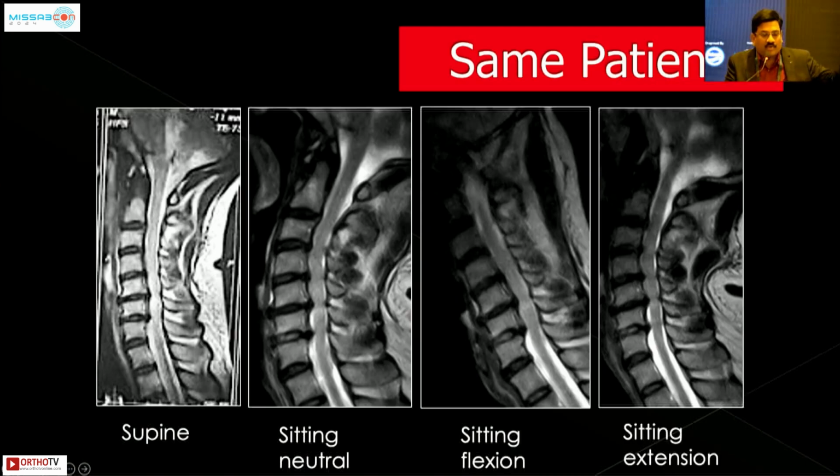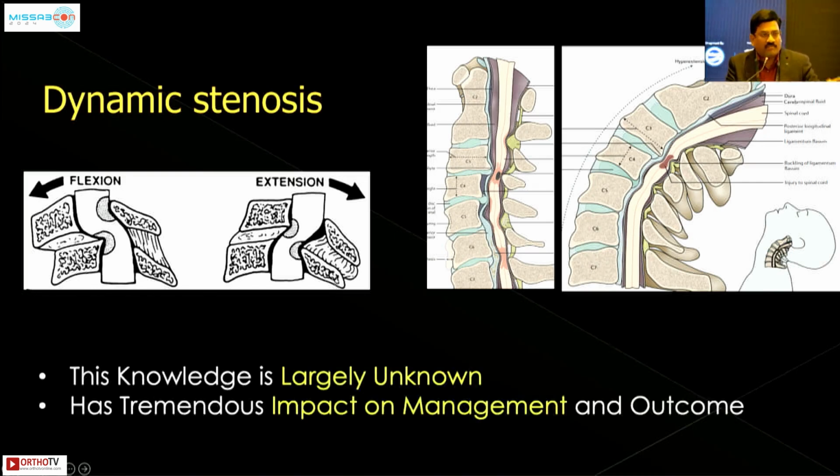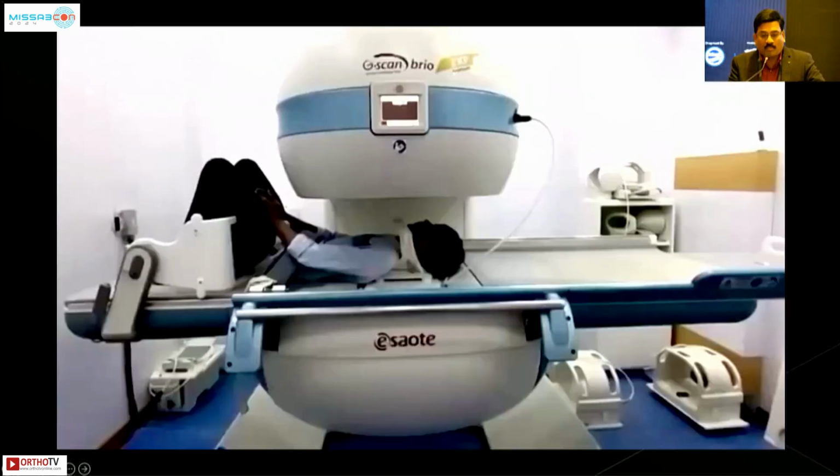So comparing the supine to the extension, we might think of doing a single level MIS procedure in the first patient, but if you know that the patient is actually having what is seen on the last, the fourth film, your options of MIS might quite change in this scenario. So this reveals the concept of dynamic stenosis, which is quite popular nowadays, and a lot of knowledge is largely available, but it's completely unknown about the dynamic behavior of the cervical spine, especially the ligamentum flavum and the disc. And it has a tremendous impact on the management and outcome of these patients.